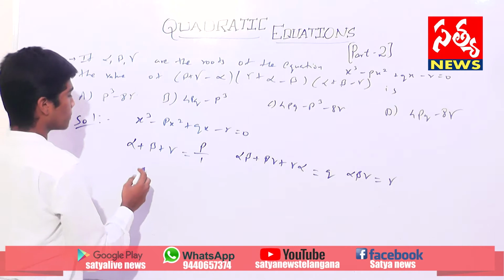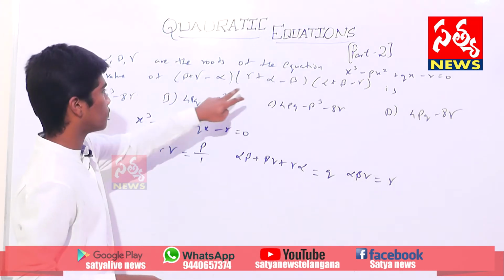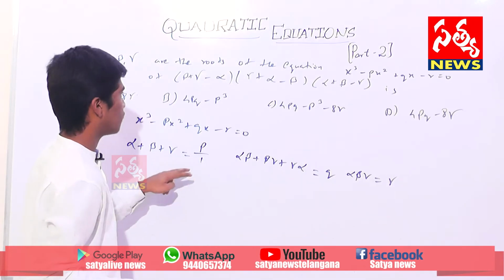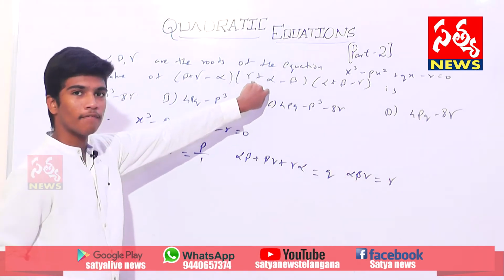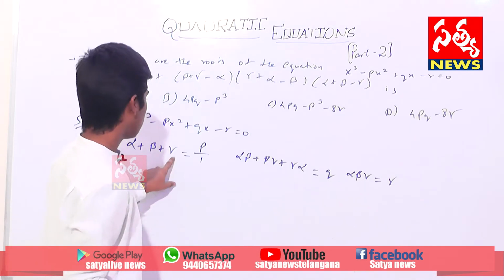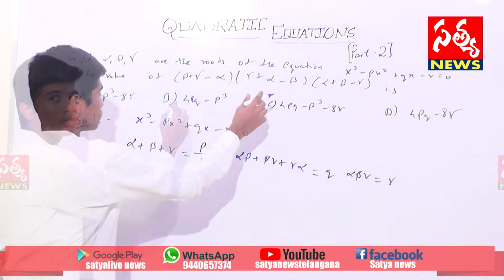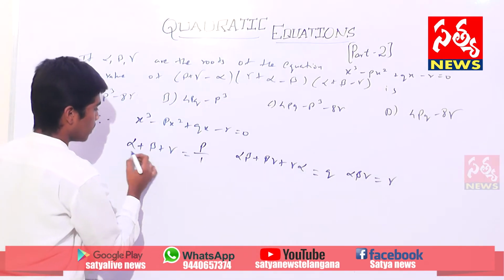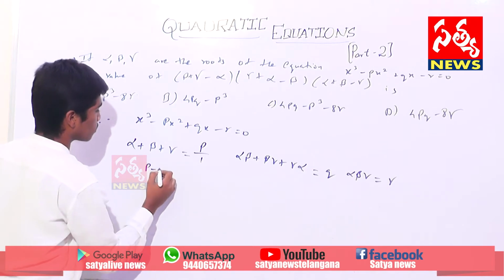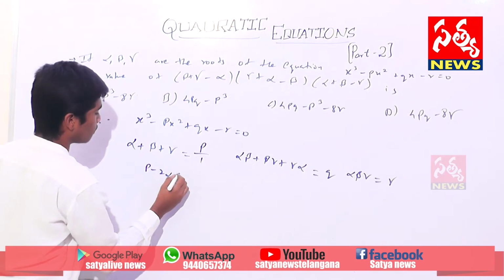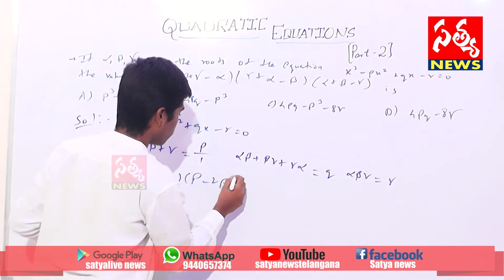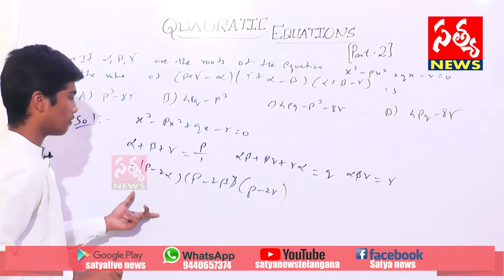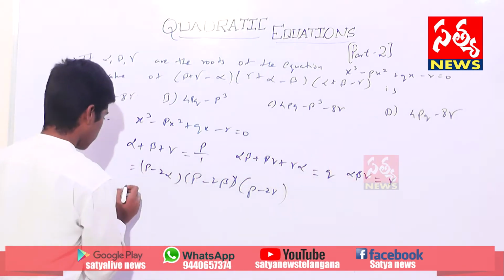Okay. Now what do you want, the value of this? So in place of beta plus gamma we can write p minus alpha. Similarly, in place of alpha plus gamma we can write p minus beta. So beta plus alpha is p minus gamma. So the expression is equal to (p minus 2 alpha) into (p minus 2 beta) into (p minus 2 gamma). This is the equation we will get, and now multiply it.